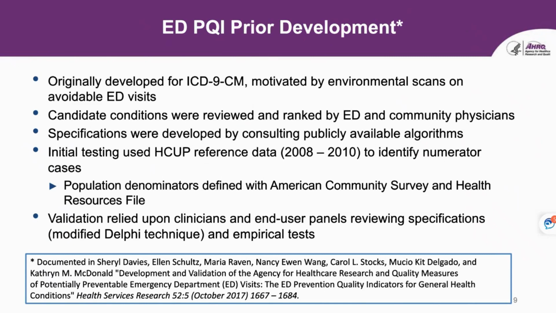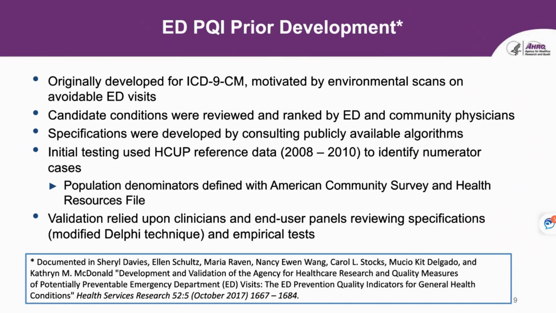The conditions included in the ED PQIs were selected by reviewing scholarly and gray literature to identify conditions suspected of association with emergency department overuse or avoidable emergency department visits. They were prioritized by a working group including emergency department and community physicians. Specifications for the highest priority conditions were extracted from published specifications, including specifications for the PQIs and area PDIs in ICD-9-CM, which was the standard for coding diagnoses in the US at the time these measures were developed.